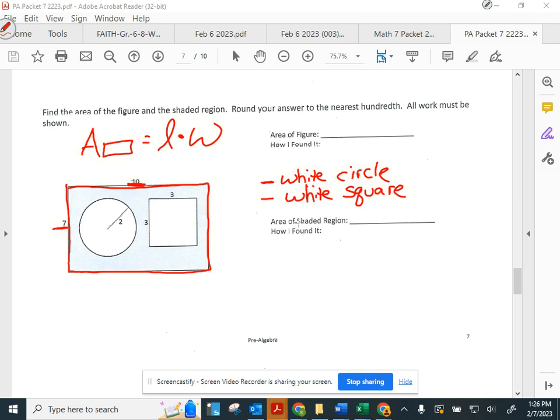Remember, to find the area of a circle, it is pi r squared. To find the area of a square, it is length times width, or side times side. Pi times r squared. So you need to find those two areas and subtract them from the original area to see what you're left with that is shaded.